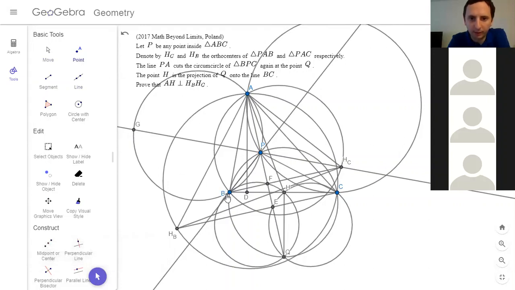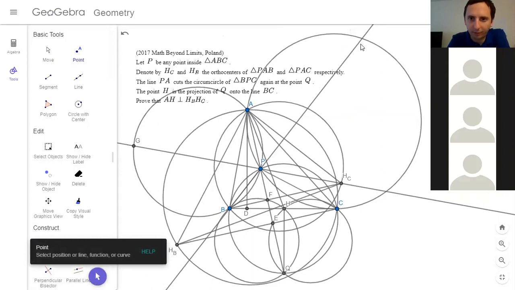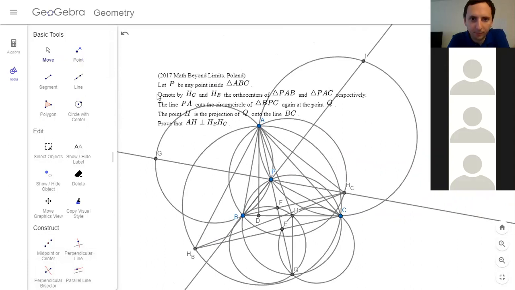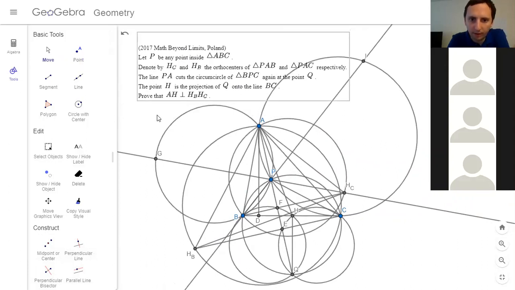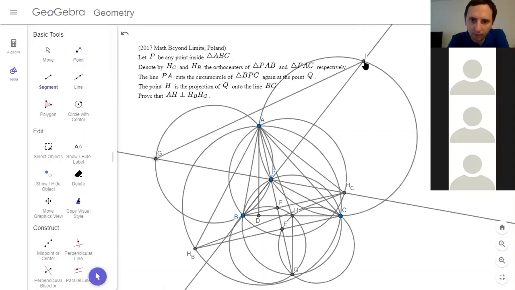And if you reflect HB over AC, then it lies on this circle. Sorry, the diagram's getting kind of messy. And then, let me try. Oh, no, we have two parallelograms, AG, BHC, and I don't know how much this really helps, but it might.